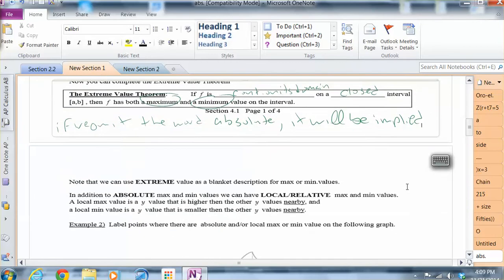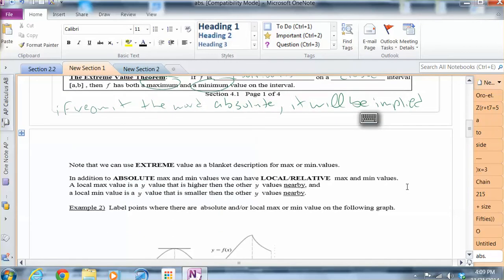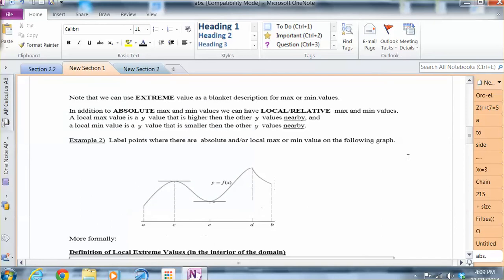Okay, so let's move on to the second page. So we can use the word extreme value as a blanket description for maximum values. In addition to absolute, we also can use the word local and relative. So local means anything that's nearby, right? So local max is y values higher than other y values nearby. The local min would be the same thing.